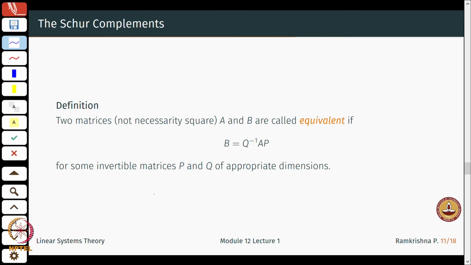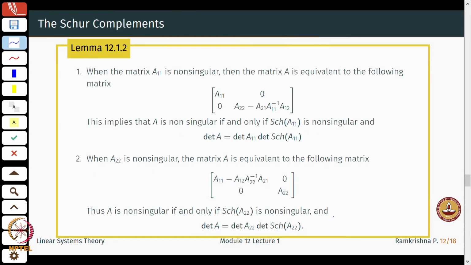Okay, so some definitions before we go further. Two matrices, I am not really dealing with square matrices, A and B are called equivalent if I can write B as some Q inverse A P for some invertible matrices P and Q of appropriate dimensions. Slightly different than what I do in the similarity transformations, because there the underlying assumption is that the matrix is a square matrix. So P inverse A P will give me an A bar and so on. Here it's a little more general way of looking at things. Okay, so this is good.